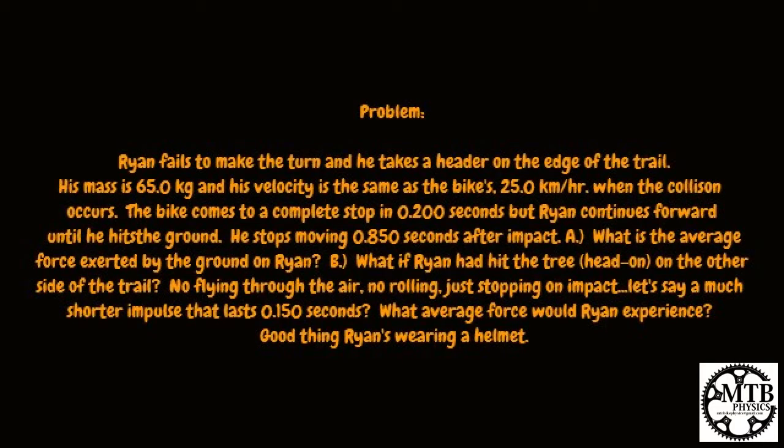All right, here's our problem. Ryan fails to make the turn, takes a header on the trail. His mass is 65.0 kilograms, his velocity is 25.0 kilometers per hour, and the collision occurs. He stops moving 0.850 seconds after impact. What is the average force exerted on the ground, or by the ground, on Ryan? And what if Ryan had hit the tree on the other side of the trail, and the time change of velocity is 0.150 seconds? Here's our solution.